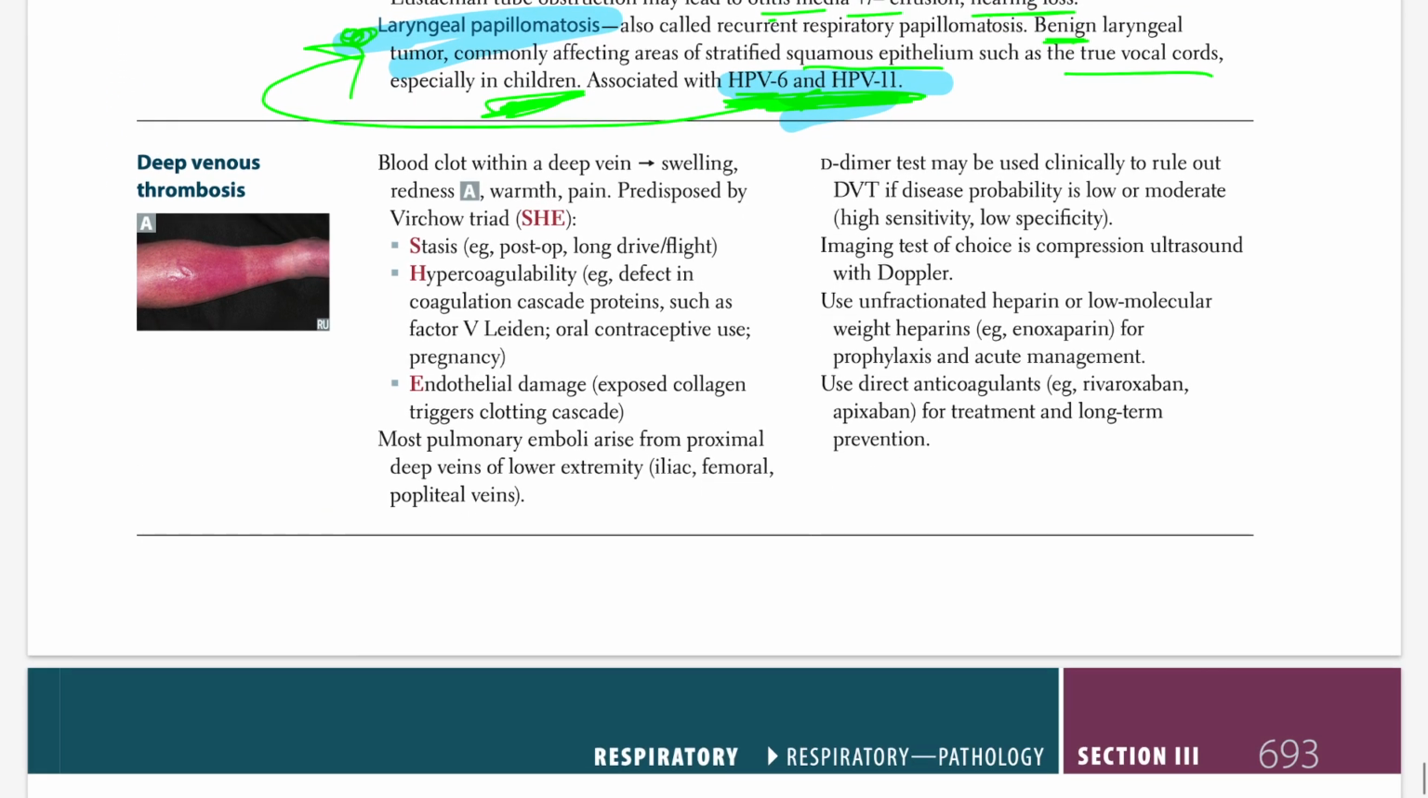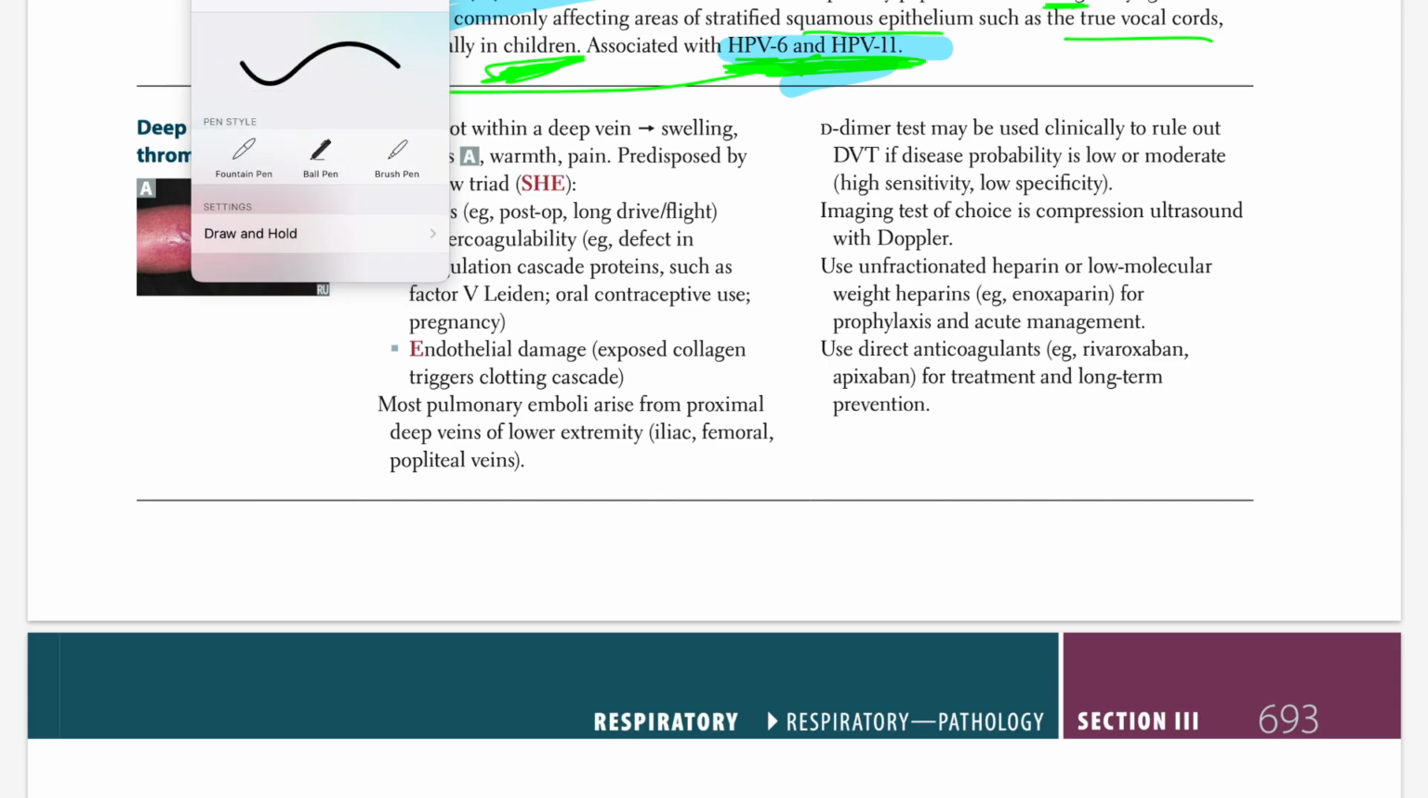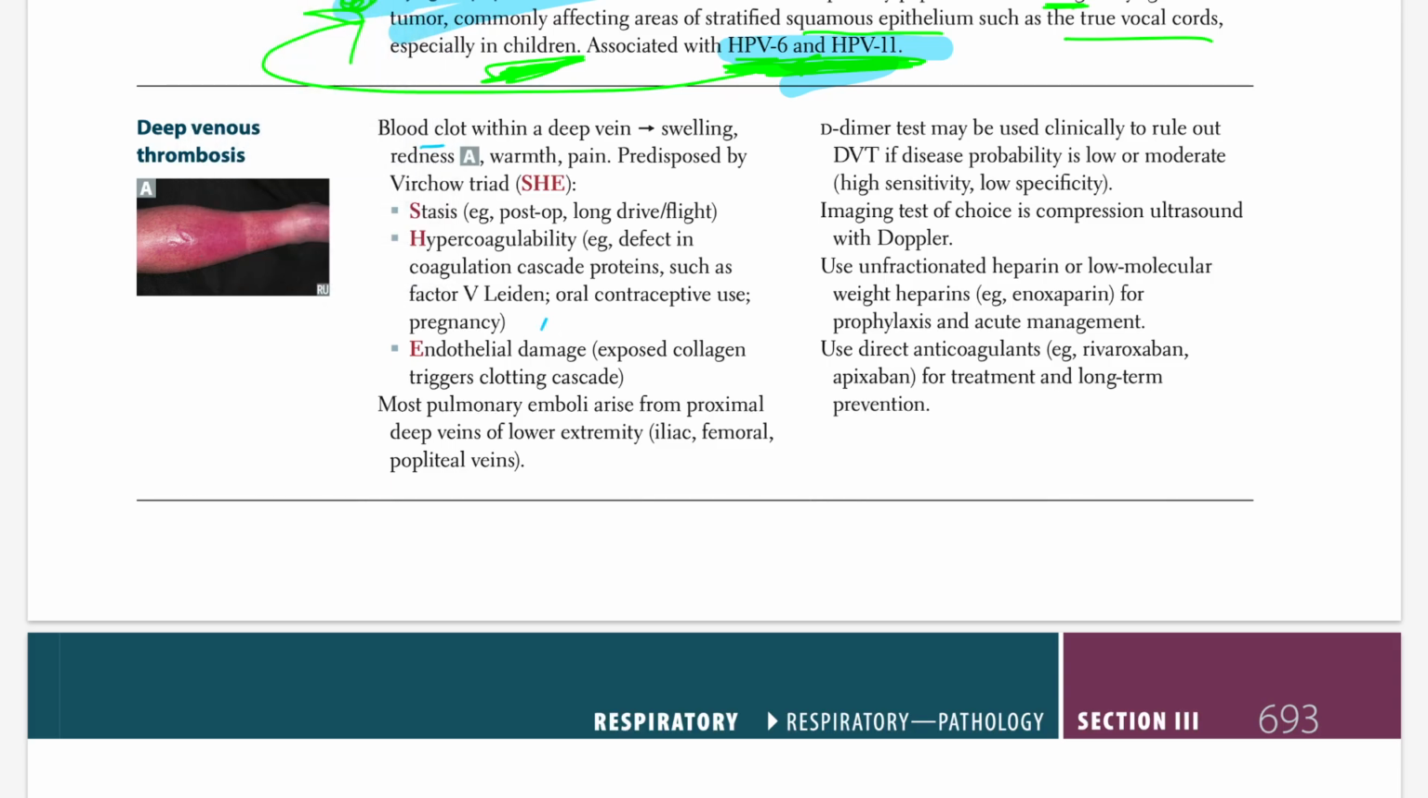Let's talk about DVT, deep vein thrombosis. What do we have in DVT? A blood clot within a deep vein causes three or four things: swelling, redness, warmth, pain. Okay, in the picture you can see swelling, redness, warmth, pain.